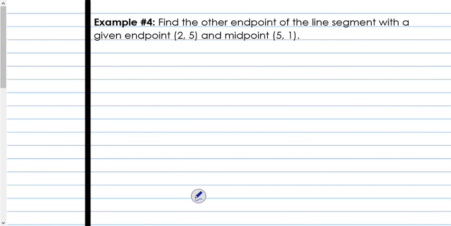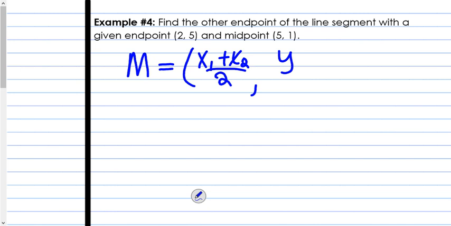Example 4 says, find the other endpoint of the line segment with the given endpoint 2, 5 and the midpoint 5, 1. So this time they're not asking you to find the midpoint. They gave you the midpoint and they gave you one of the points. So put the midpoint formula down on your paper first. The midpoint is x1 plus x2 divided by 2, y1 plus y2 divided by 2.